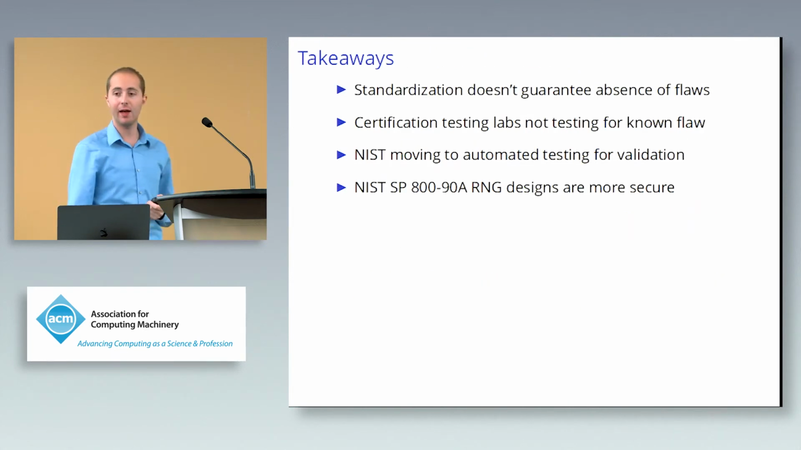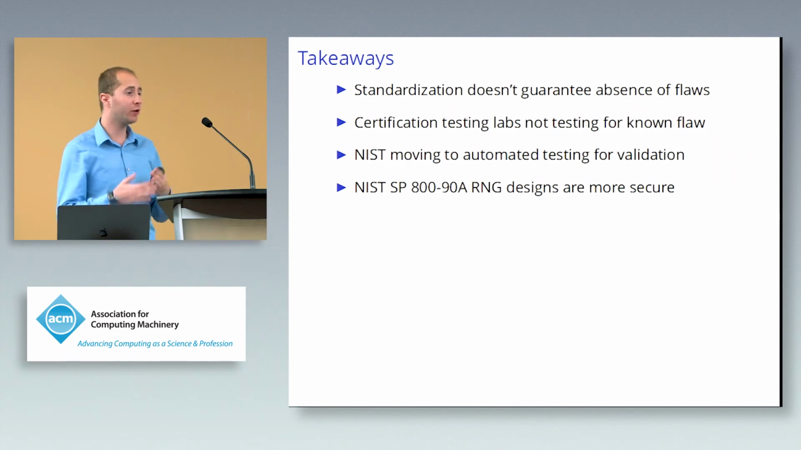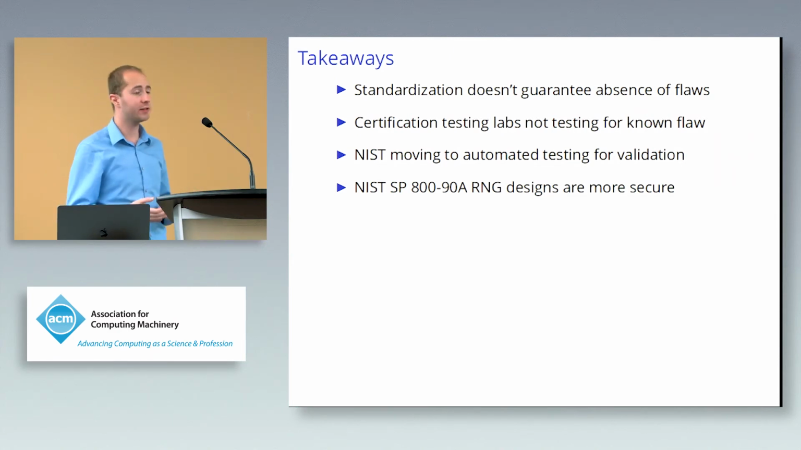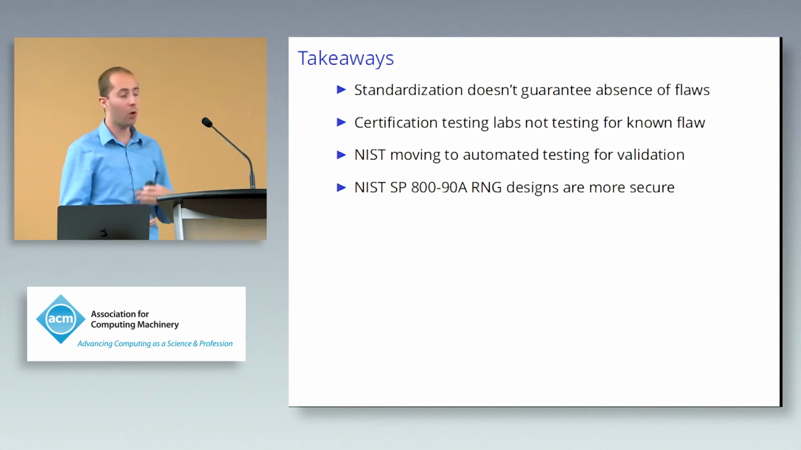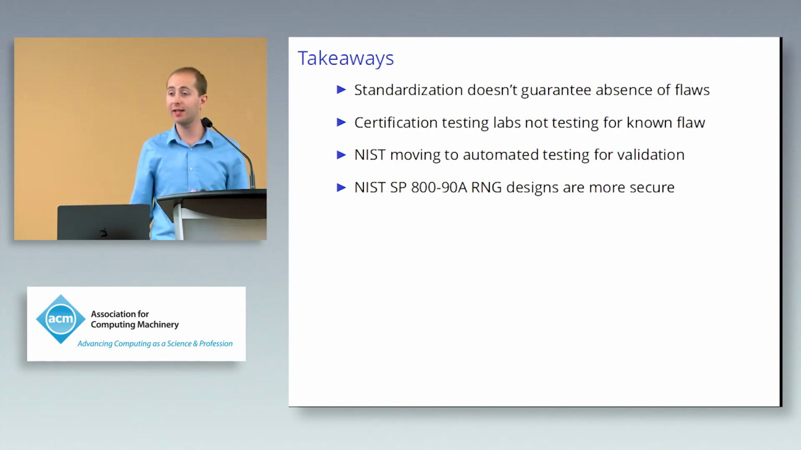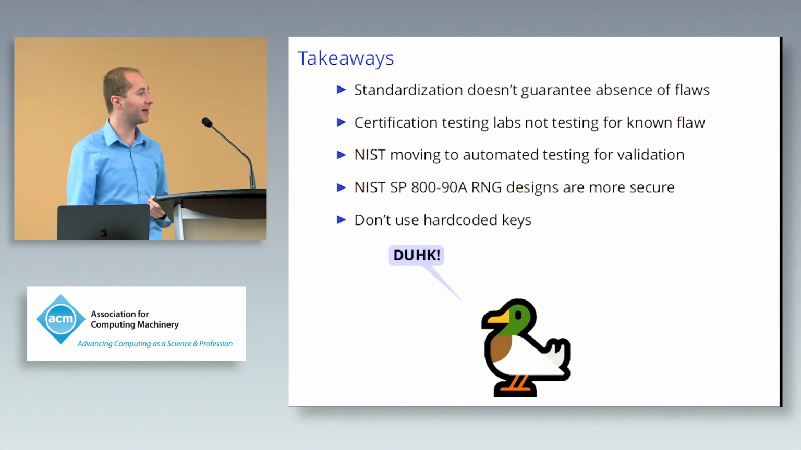So our takeaways are as follows. Standardization really doesn't guarantee that there'll be an absence of flaws in the designs. Certification testing labs also should have been able to find this known flaw, but didn't. However, NIST is aware of some of these flaws in government programs and is moving towards automated testing for validation, which will hopefully help rectify some of these issues. As well, they have a number of different designs out there, which are hopefully more secure. And finally, our last message, a reminder: don't use hard-coded keys.